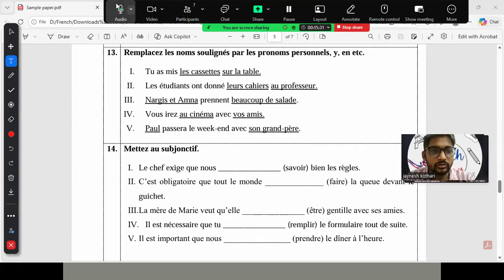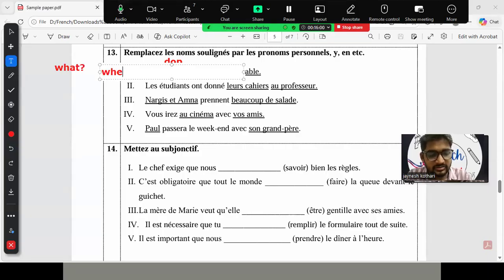Come on students, tell me the meaning. You have taken the cassettes under the table. Very good. You put the cassettes on the table, okay? So you put what? When you ask the question what, students, that is first the DOP, the direct object pronoun. And second is the pronoun, the second part, sur la table. So where? When you ask the question where and you get the answer, students, that is pronoun Y.